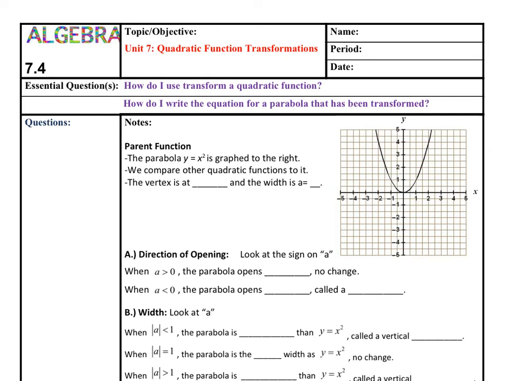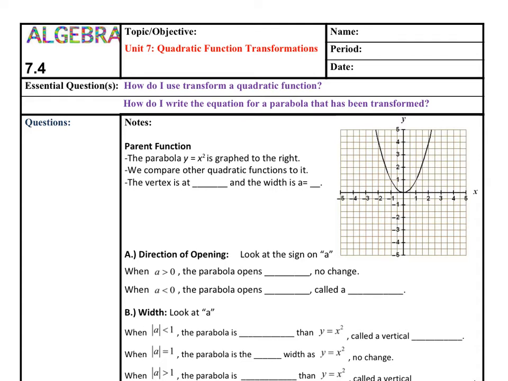Hey Algebra 1, today we're talking about how to transform a quadratic. So basically, when you're given an equation, how do you know how it's going to move the original equation, the original parabola, which we call the parent function? If you haven't done the Desmos activity exploring transformations yet, I need you to go back and do that first, because this is kind of like a quick summary over what you should have learned. So make sure you go back and do the Desmos activity first before you do these notes, please and thank you.